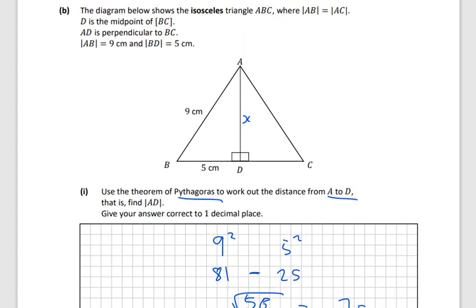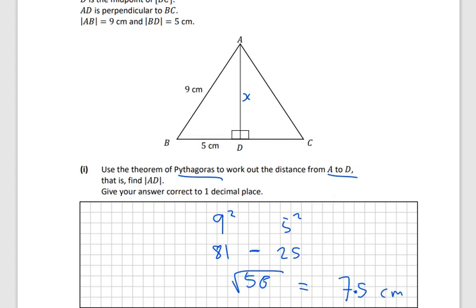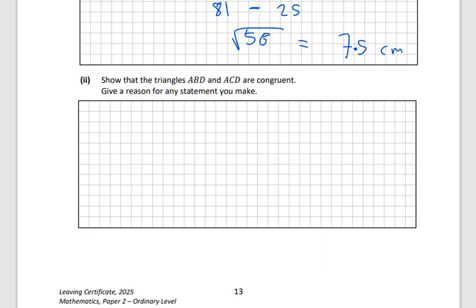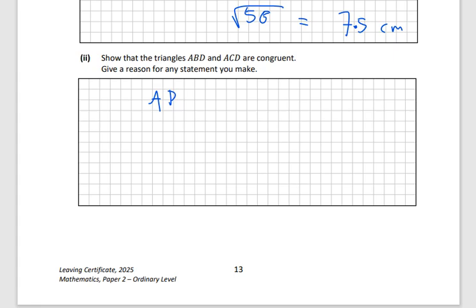Right, so we can see that the angles ADC and ADB are the same because they're both right angles. So the angle ADC is equal to the angle ADB because both are right angles.